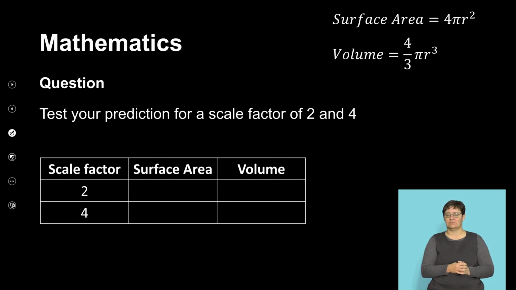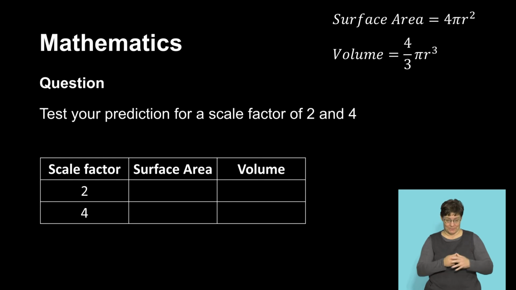So we are going to test our predictions for a scale factor of 2 and a scale factor of 4. So if you think that there is going to be a similarity, that means that my surface area is going to be multiplied by k squared. So if there's going to be any kind of connection, we're going to see if my new surface area is multiplied by k squared. So my scale factor is 2, so it would be 4 times it. And for volume, we want to see if my k factor is going to have an effect on it. And that would be k cubed.